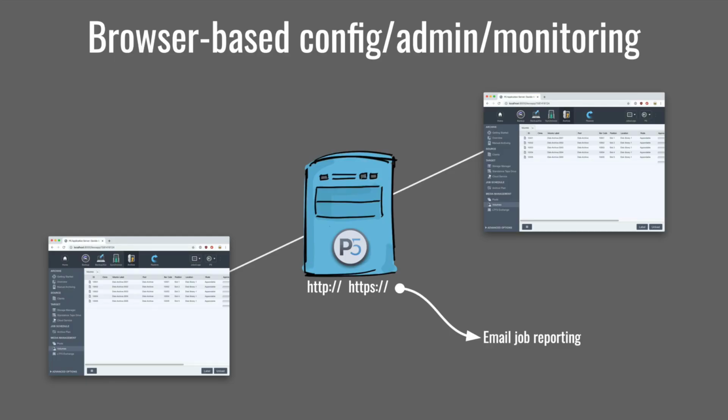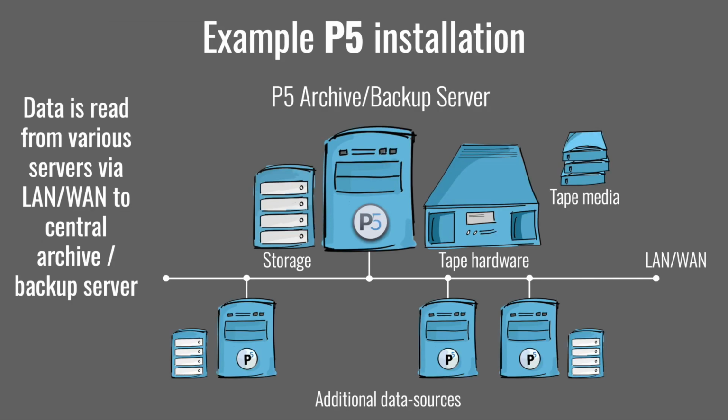So in a moment we're going to install, and you'll see this, but everything is configured in a web browser with P5. Everything is done by just pointing a web browser at the IP of the P5 server. You can do this from multiple different machines, and you can also get email job reporting out of P5, so you can see if things are running okay on a daily basis without having to use the web interface. So I'm going to skip this slide and we'll get into doing some installations now.